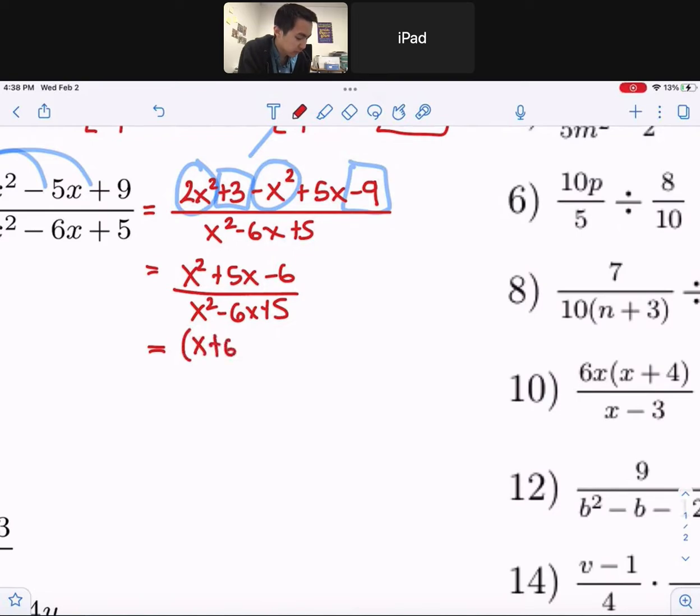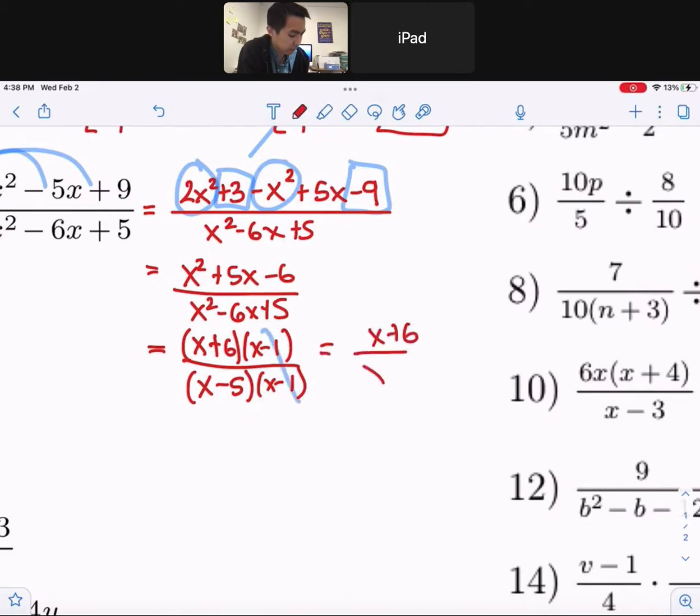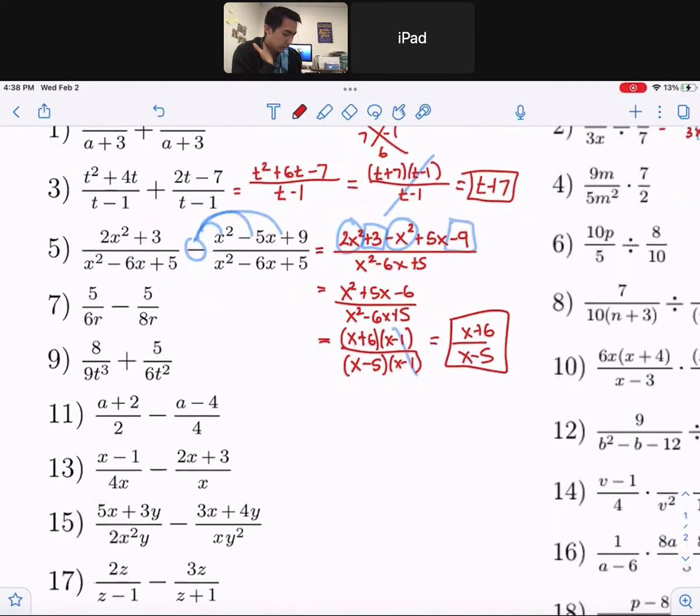Factor the numerator, so we get (x plus 6) times (x minus 1). On the bottom, you guys, x method, so we get (x minus 5) times (x minus 1). Use your guys' x method, right? These cancel, so what we're left with is x plus 6 all over x minus 5. Now we're going to do 7 through 10.